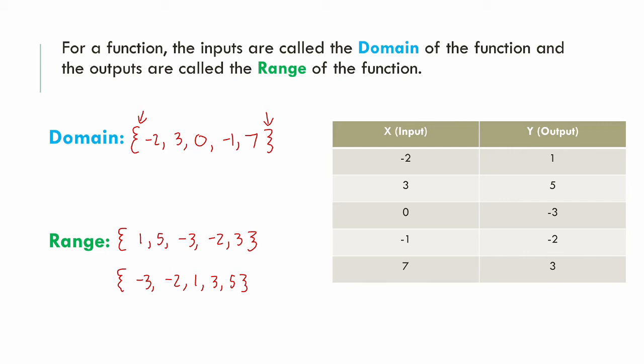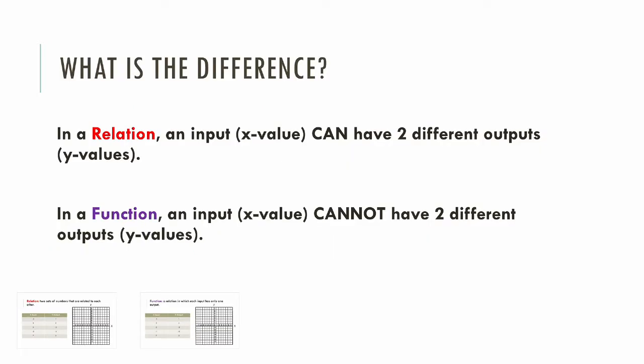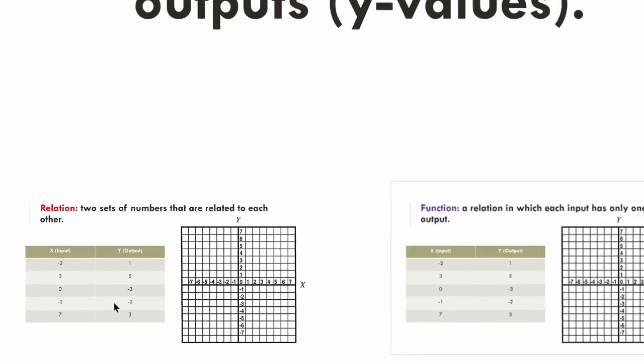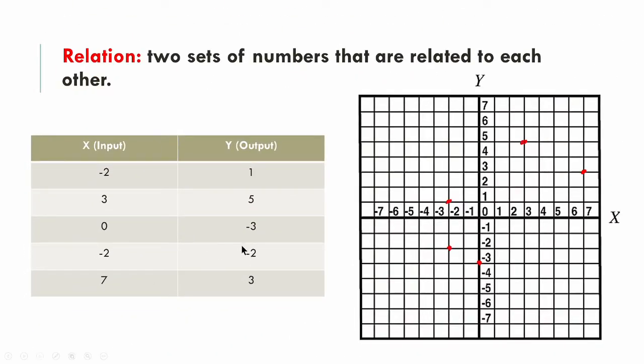Now you could be wondering, what's the difference between a function and a relation? Well, here's the difference. In a relation, an input can have two different output values. So for example, let's go back to our relation. In our relation here, we noticed that here and here, I have two inputs going to two different outputs. Notice negative 2 goes to 1, and negative 2. This is what makes it a relation rather than a function.